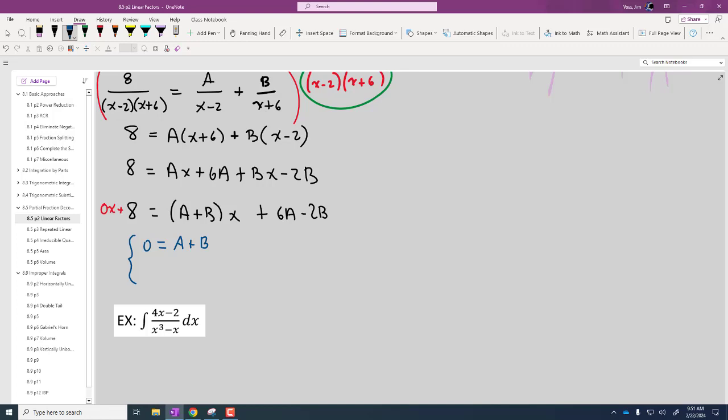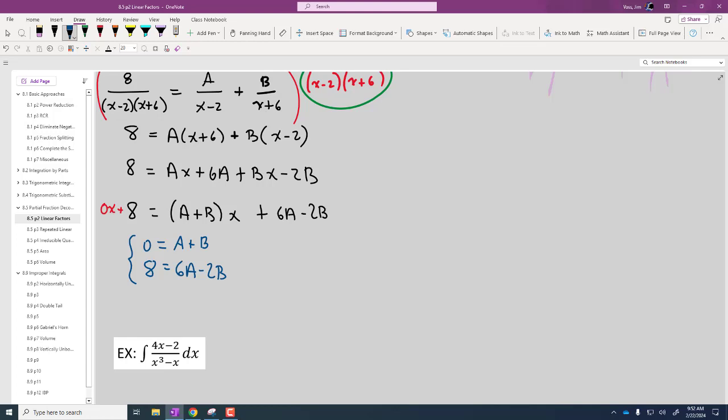The constant on the left is 8. That must match the constant on the right. The constant on the right is the part that has no x's. So that's 6a minus 2b. So that puts us back into college algebra land. We've got a system of two equations with two unknowns. You can use substitution, you can use elimination, doesn't matter.